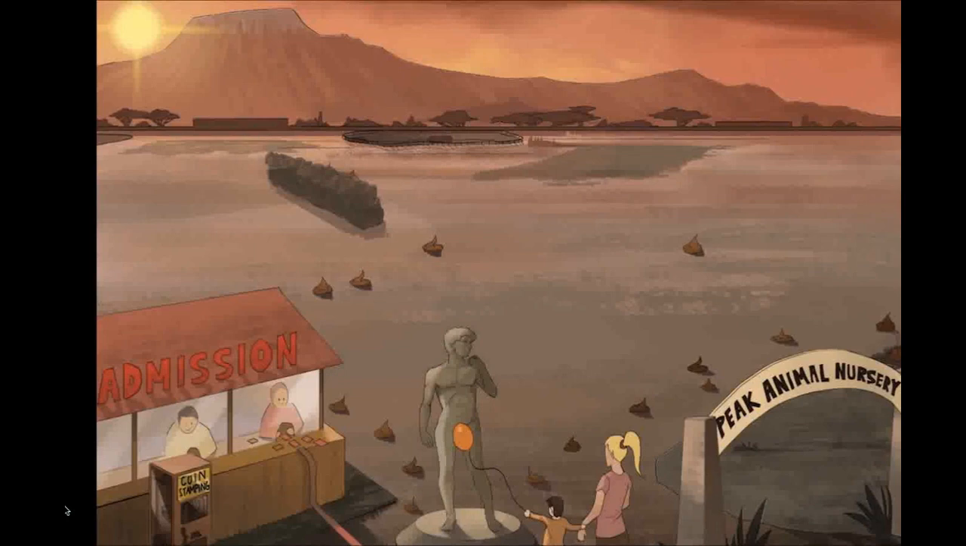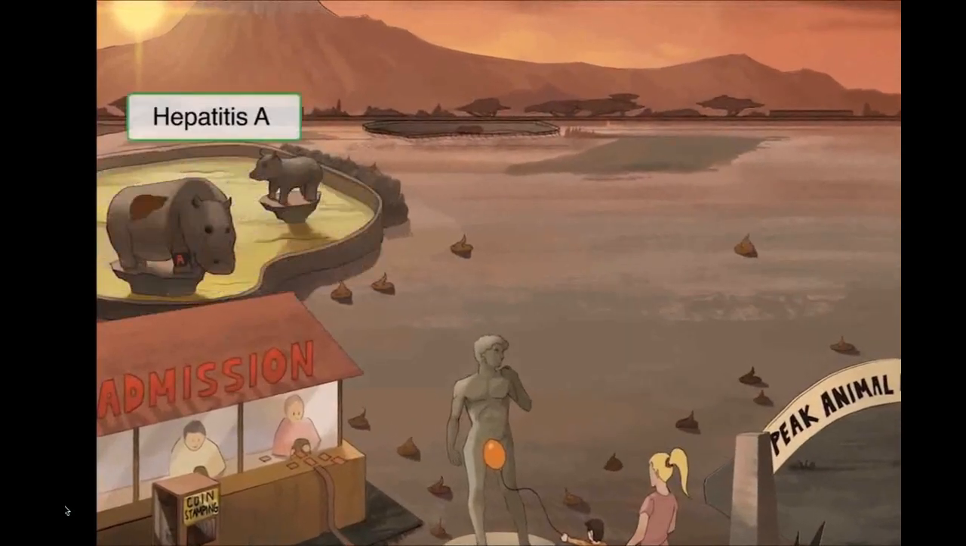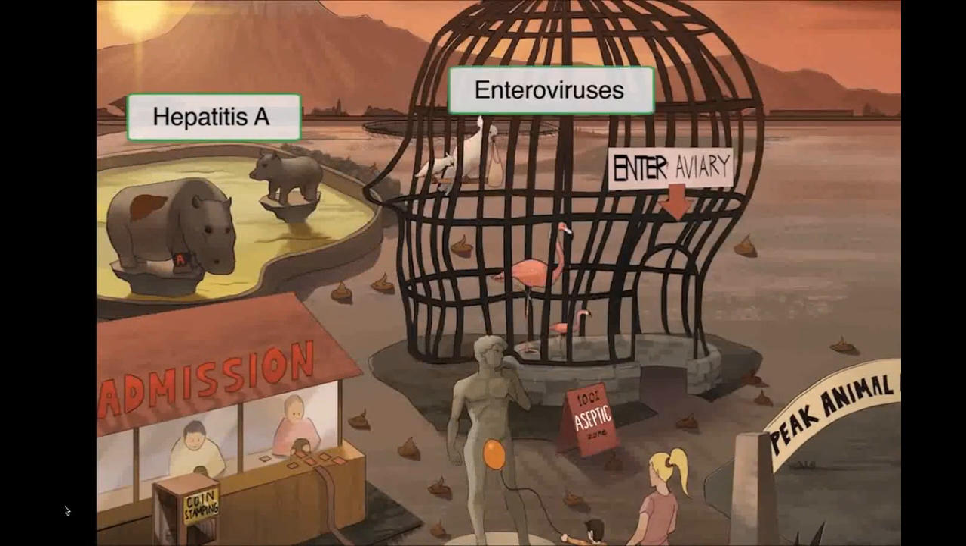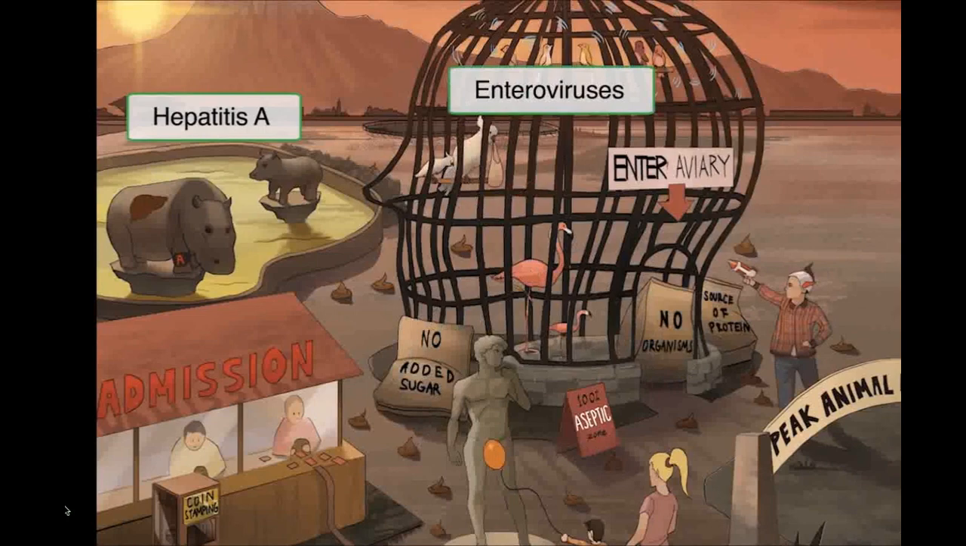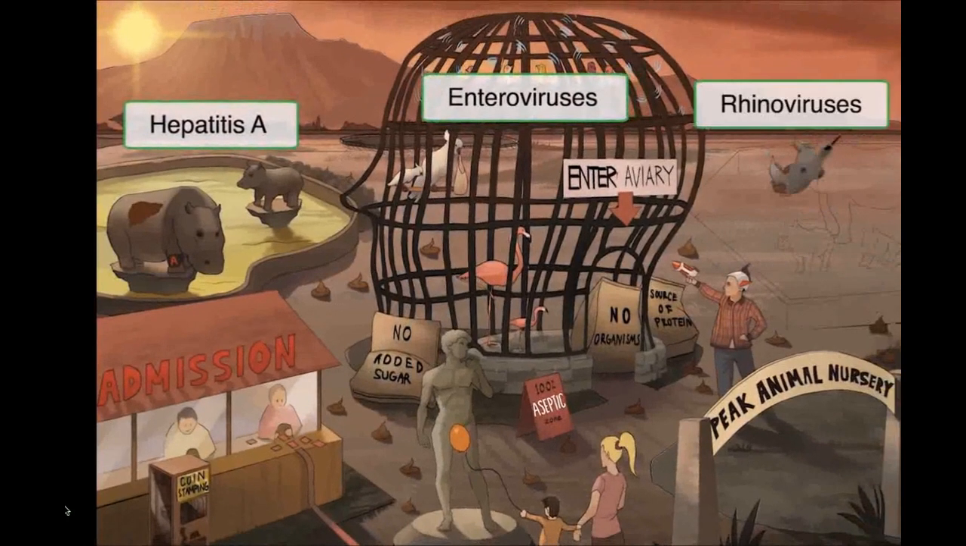Alright, enough about replication. Let's talk about which viruses are actually members of the Picornavirus family. For simplicity and organization, we've divided our sanctuary into 3 main attractions to represent the 3 main subgroups within the family. First, you can see our hepatitis A hippos up here on the left. Then you can enter the aviary, which represents enteroviruses, here in the center. And on the right, we have our rhino, which, as you probably guessed, is for a rhinovirus.